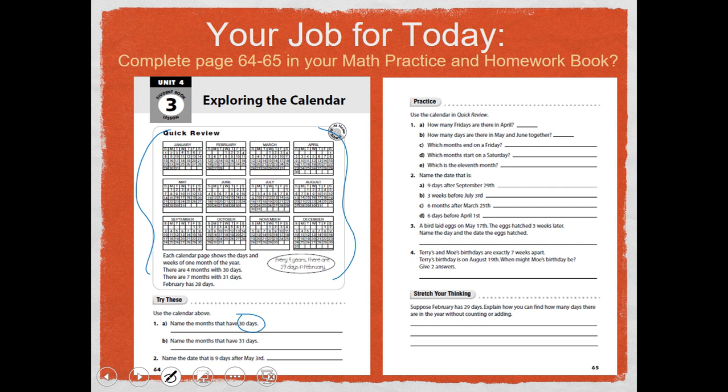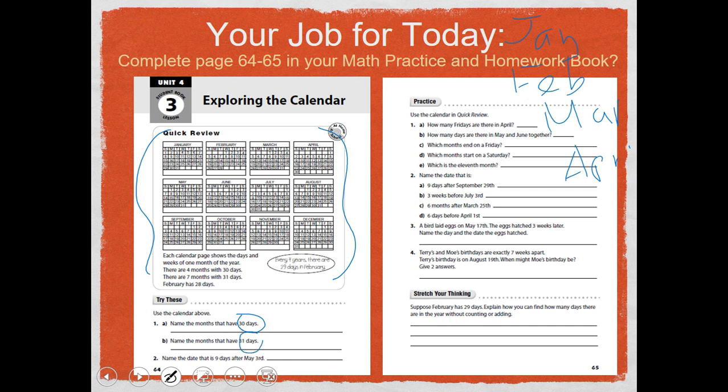So you can look at the calendar, you can go back and remember the rhyme, or you can do your hand knuckle thing to help you remember the ones that have 30 days. And then you can check on the calendar if you want. So you need to write down the name of the months, okay? I will let you write the months in short form. So you can put like Jan, Feb, March, like that. All right? So you don't have to write the whole thing.